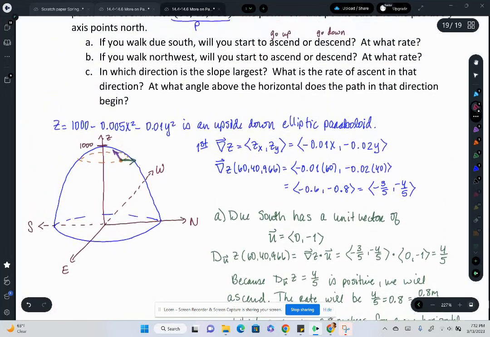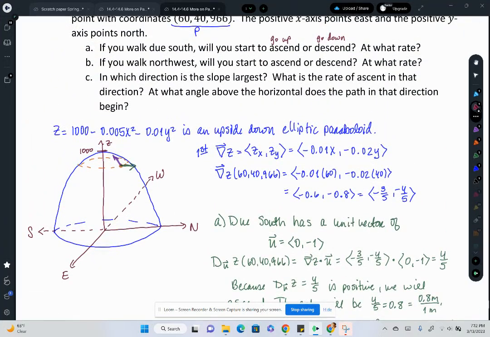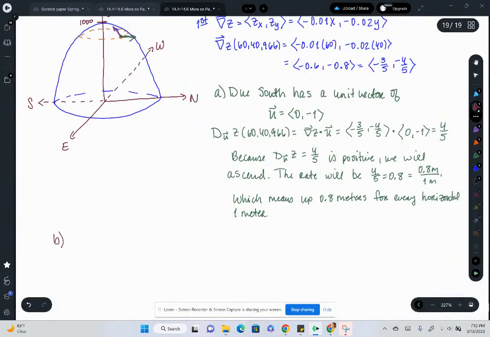In B, they're asking us, if you walk northwest, will you start to ascend or descend, and at what rate. I already made a guess that we're going to descend, but now let's go ahead and calculate it. If we're walking northwest, we need a direction vector, and it needs to be a unit vector. So northwest has an angle of theta equals 3 pi over 4 from the positive x-axis.